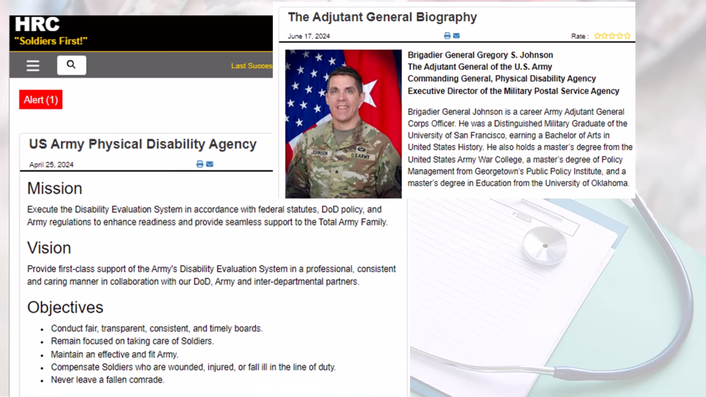Now, an interesting thing about the PEB is that each one is organized under the U.S. Army Physical Disability Agency. This agency is part of HRC and is led by a 1-star general. You see, if the Secretary of the Army is going to be held responsible for making the determination that a soldier is unfit for duty, well, she wants to make sure that it has the proper level of supervision. So there is a commanding general, and the president of every board is appointed by that commanding general.